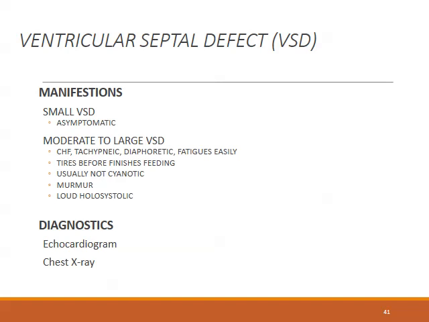Now, manifestations: if it's just a small one, they're going to be asymptomatic. If it's a moderate to large ventricular septal defect, you're going to see CHF. They're going to be tachypneic, diaphoretic, and fatigue easily. These patients are going to tire before finishing feeding. They're usually not cyanotic. You will hear a murmur. It'll be loud and holosystolic. Now, diagnostics are going to be done with an echo and a chest x-ray.